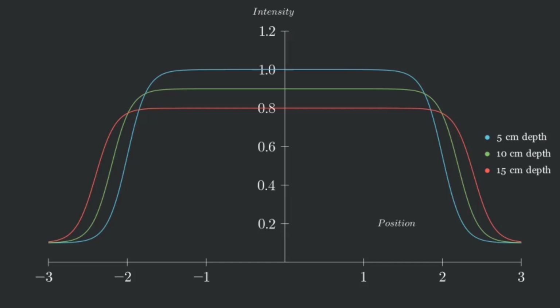Also notice that the penumbra, or the shoulders, changes as well as we go deeper in. This is due to increased scatter.